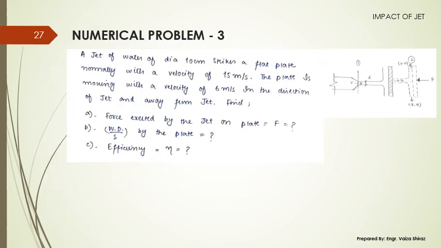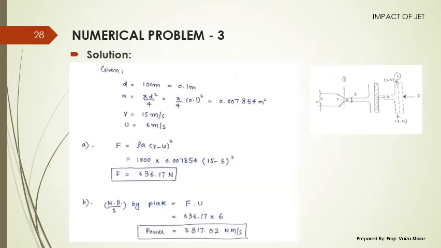Okay, numerical number 3. In this, a jet of water having diameter 10 centimeters strikes a flat plate normally with a velocity of 15 meter per second. The plate is moving with a velocity of 6 meter per second in the direction of the jet and away from the jet. It means that the movement of the plate is along the jet axis and it is moving away from the jet. You have to find out the force exerted by the jet on the plate, work done per second by the plate or power, and efficiency. You know the relations for these three, just put the values in the equations and you will get the answers.